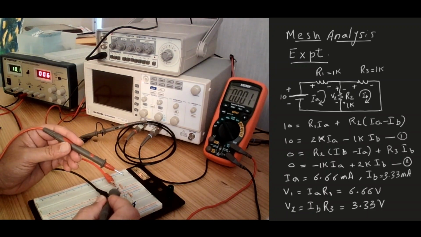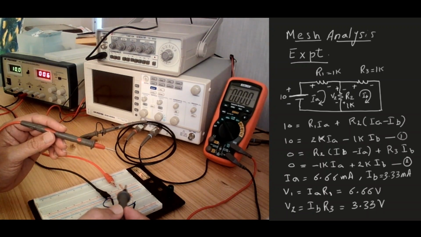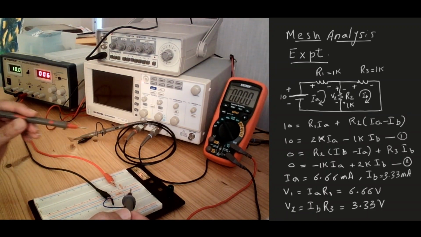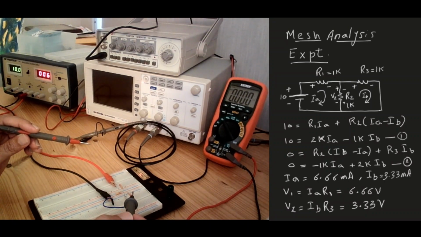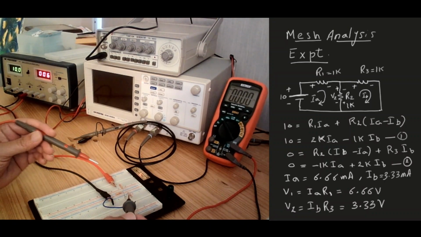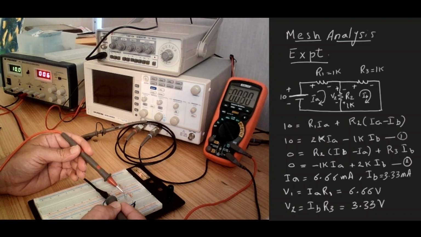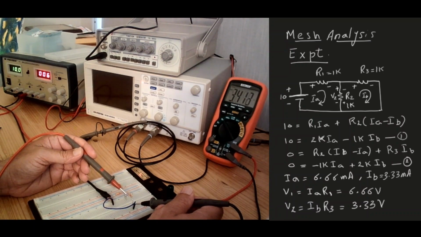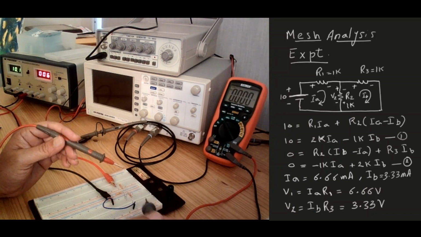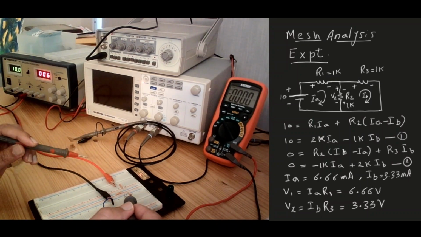And finally, the voltage drop across R2. As you can see in the circuit, R2 and R3 are connected in parallel, so they should have the same voltage drop. But in any case, we can measure that, and the voltage across here is also 3.42. So the two resistors have equal voltage.